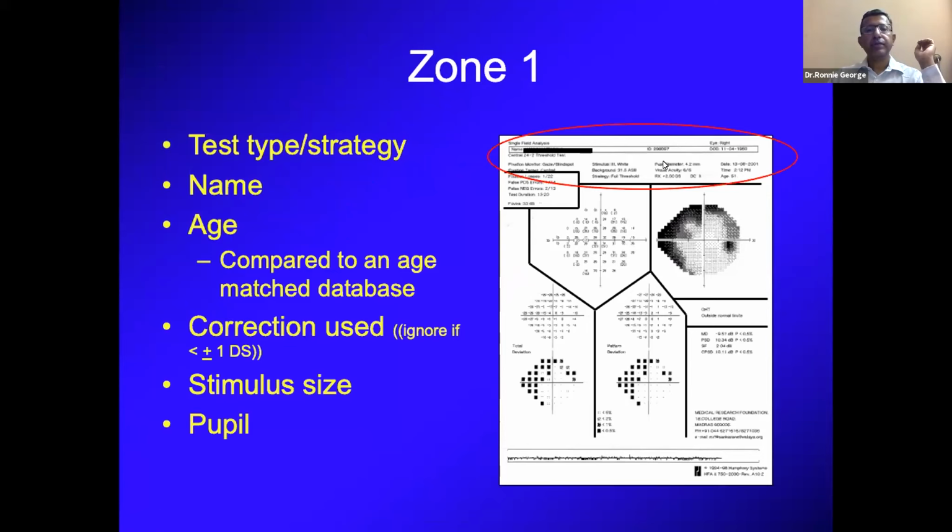So Zone 1 contains some important information in terms of test type and strategy that we had shown you, that it was a 24-2. And in addition, it has a name, the age. The age is very important in the visual field because a visual field is compared to a normative database, which is age matched. Then you have the correction used, and typically if the correction is less than or equal to 1 dioptre sphere, you can ignore it. Beyond that, it needs to be corrected. You also have information regarding stimulus size and pupils.